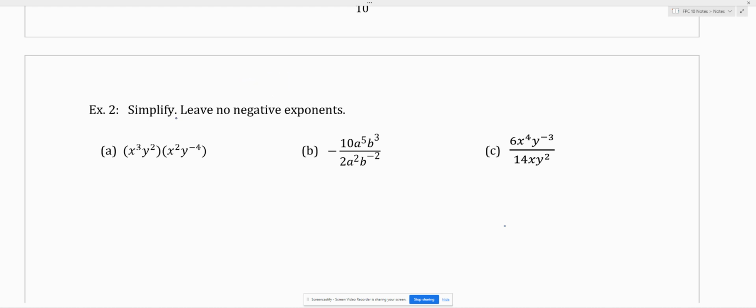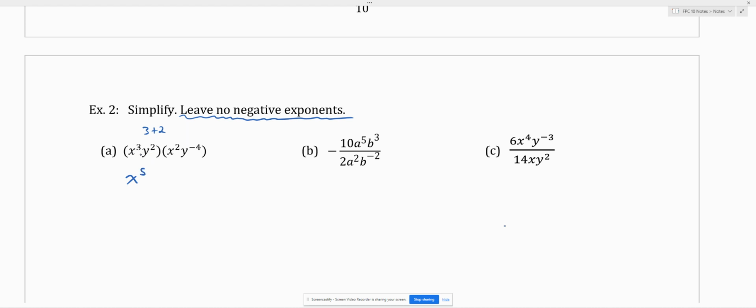So our goal, remember, is we never leave anything with a negative exponent in the end. They're very hard to work with as a negative. We convert everything to positive. So in this first one here, it looks like we have a bunch of x's and y's being multiplied. So we're going to use our power law. I'm going to take my x's, and I have 3 plus 2 to get 5. So I'm going to have x to the 5.